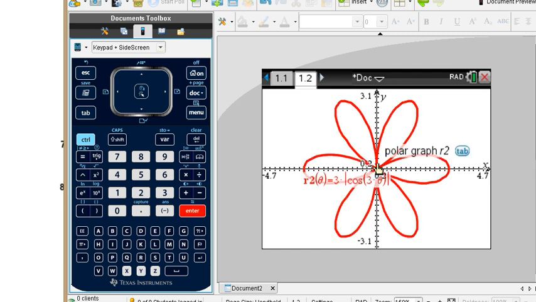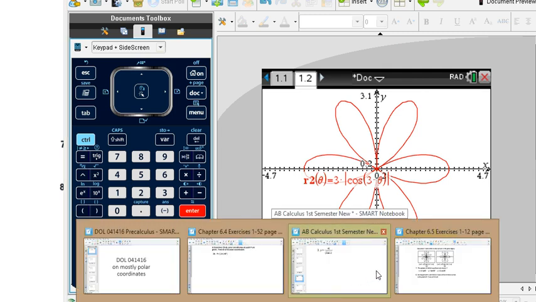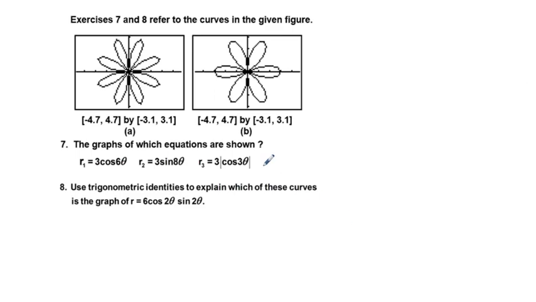Now what it is, you have an odd number 3, so that's going to give us just 3 petals, but we have that absolute value. The absolute value, just kind of by reflecting, is going to give us 6 petals. So that's how we got that. So let's go ahead and we'll say graph B.